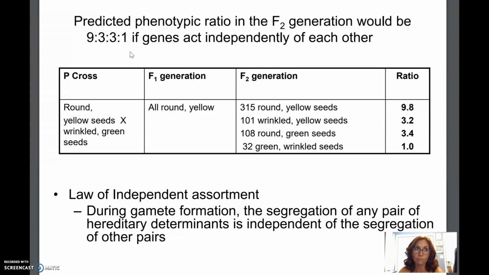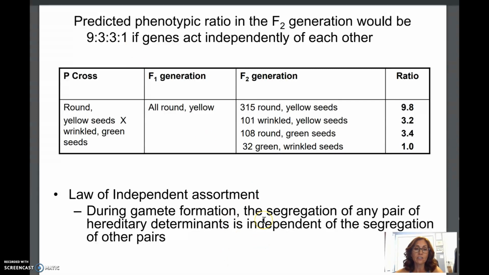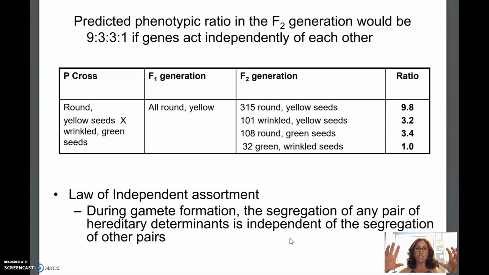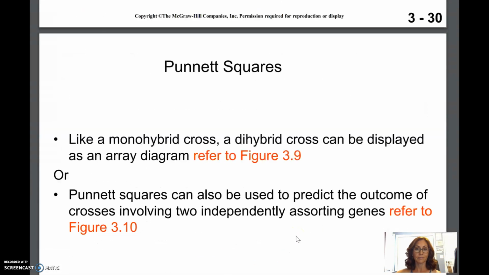In subsequent chapters in this book, we will be talking about genes that are linked. In other words, does blonde hair and blue eyes go together? Not necessarily. A certain percentage of the time they do. Here, round and wrinkled don't travel together. So we call this the law of independent assortment. During gamete formation, any pairs of genes can separate independently of one another. In other words, seed texture does not rely on seed color.